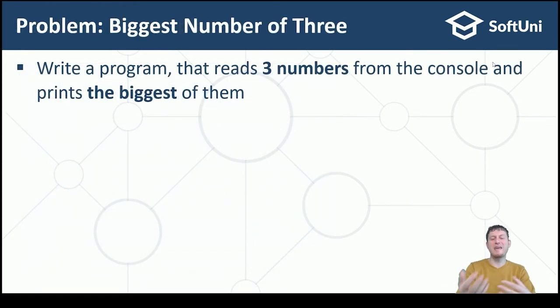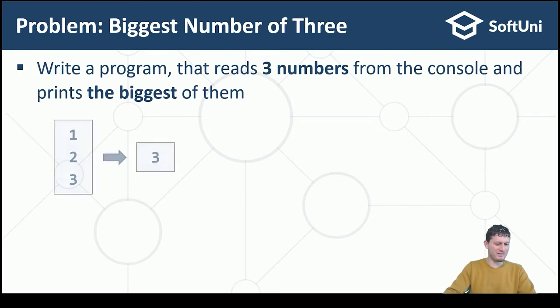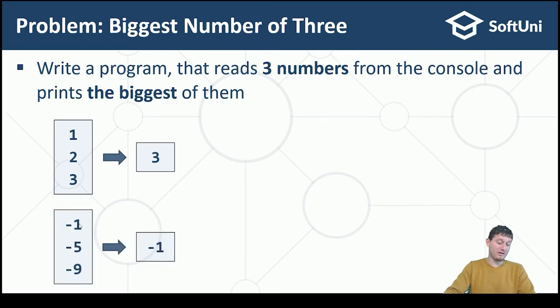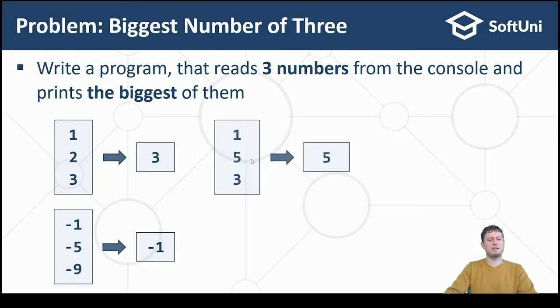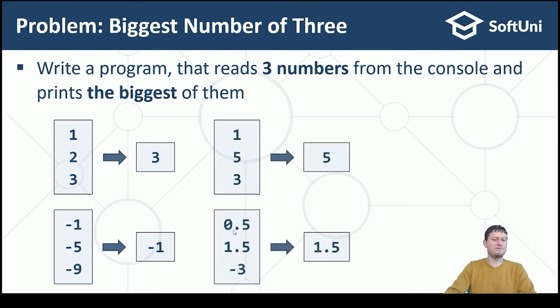The biggest number of 3. This is our next problem. It's about writing a program that reads 3 numbers from the console and prints the biggest of them. Wow, it's a little bit more complex. So if I have 1, 2, 3, 3 is biggest. If I have minus 1, minus 5, minus 9, minus 1 is the biggest, obviously. If I have 1, 5, 3, 5 is biggest. If I have 0.5, 1.5, minus 3, 1.5 is the biggest. So how to solve this problem?